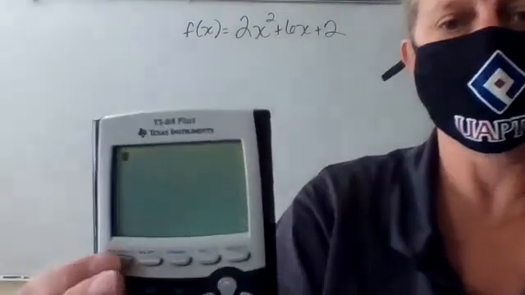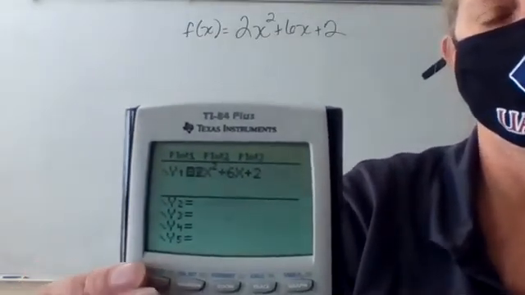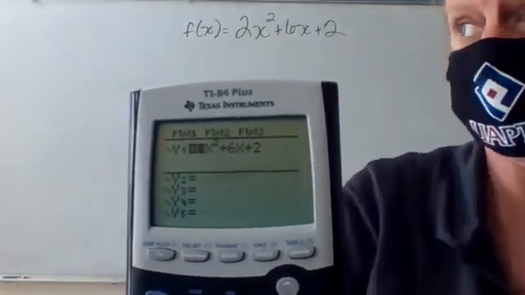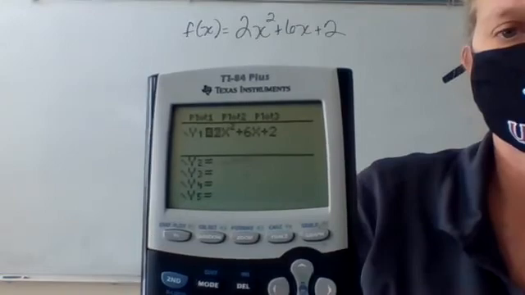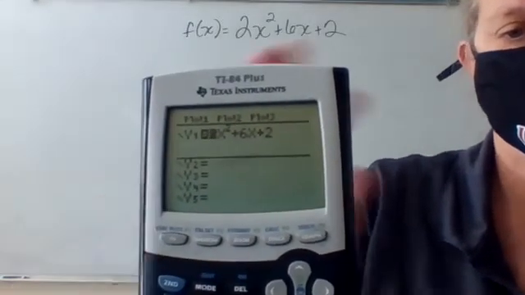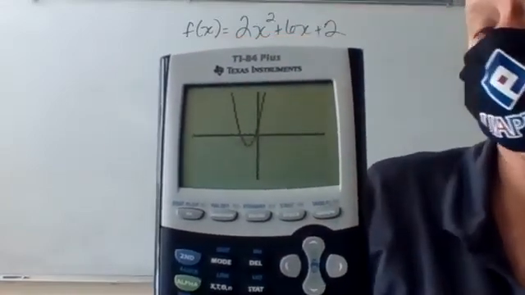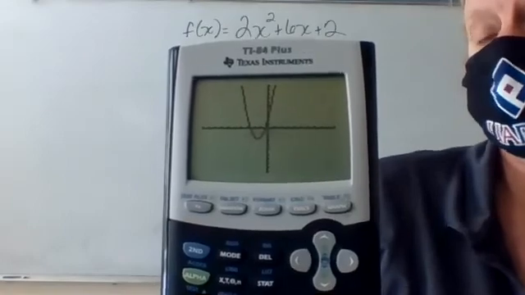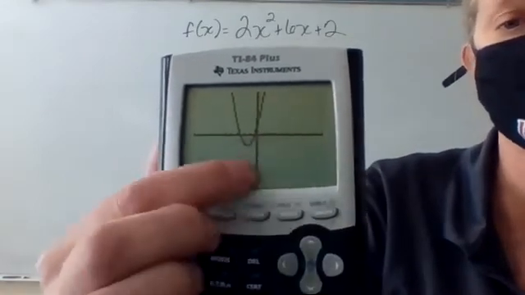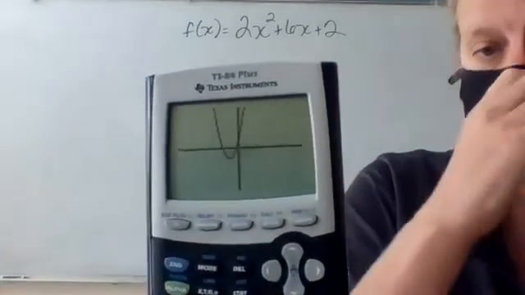go to y equals, oh, mine's already in there. Put that in your y equals 2x squared plus 6x plus 2. And then graph it. So there's what the graph is going to look like. It's going to be a regular parabola, so it's going to have a minimum value. The vertex is going to be at the minimum.